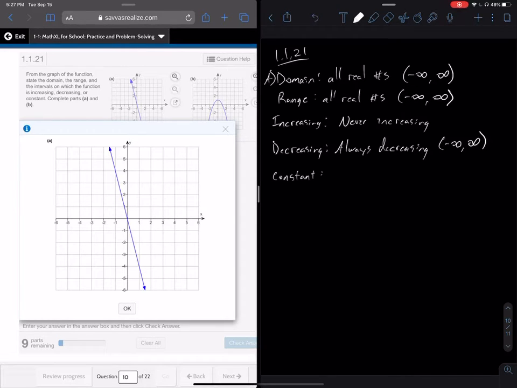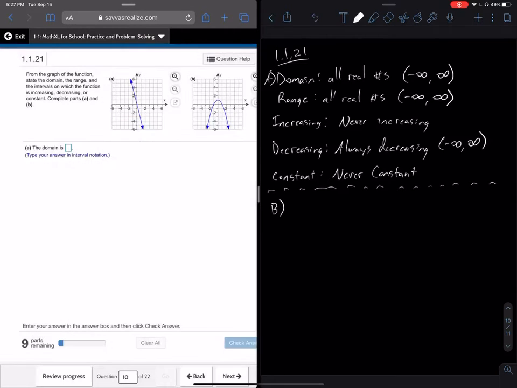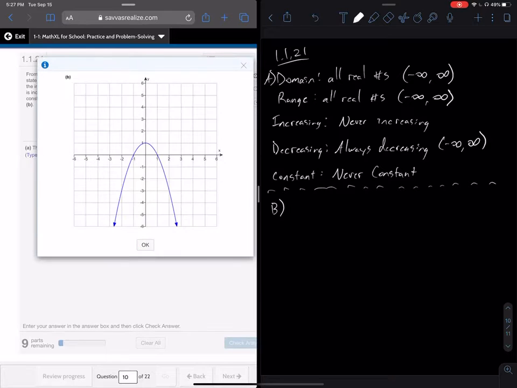Now, when is it constant? That's when you're looking for a horizontal line. It's not changing at all when you go left to right. So it's never constant. All right, this linear function is always decreasing. So now let's look at part B, to close that out.